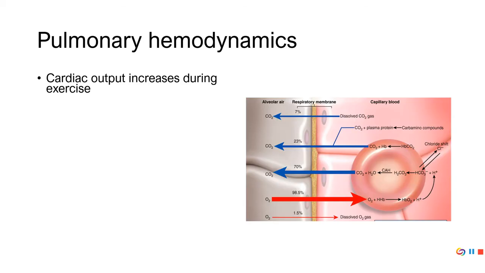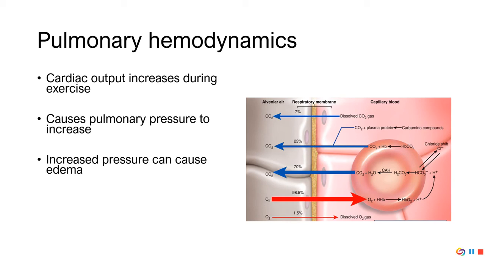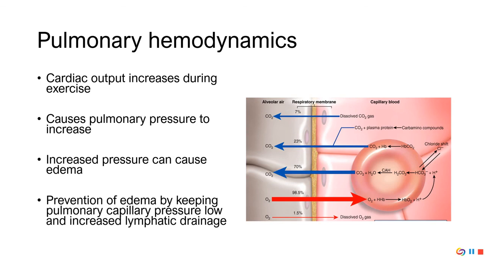Okay, so like I just said, cardiac output increases during exercise. This increased flow causes pressure to increase, right? Remember the equation, pressure equals flow times resistance. Well, if we increase flow, we're going to increase pressure. And if we have high pressure, that's going to force fluid out of the capillaries and into the interstitial space. This could ultimately cause there to be fluid buildup in your alveoli, which is less than ideal. And to prevent that, we need to reduce pressure.